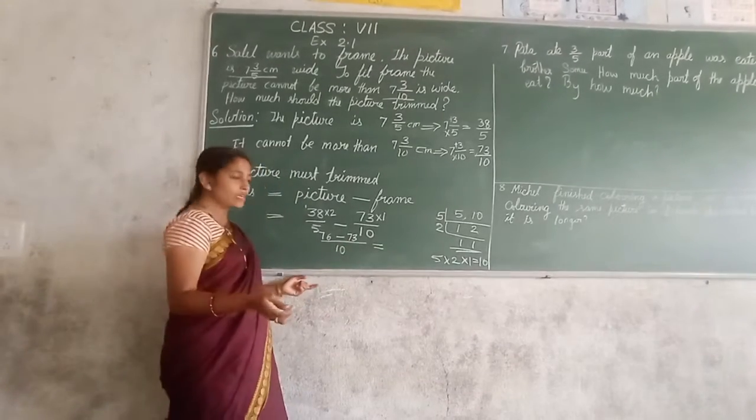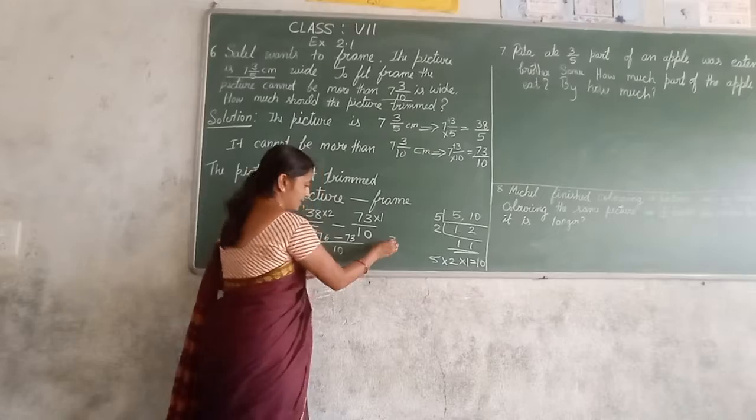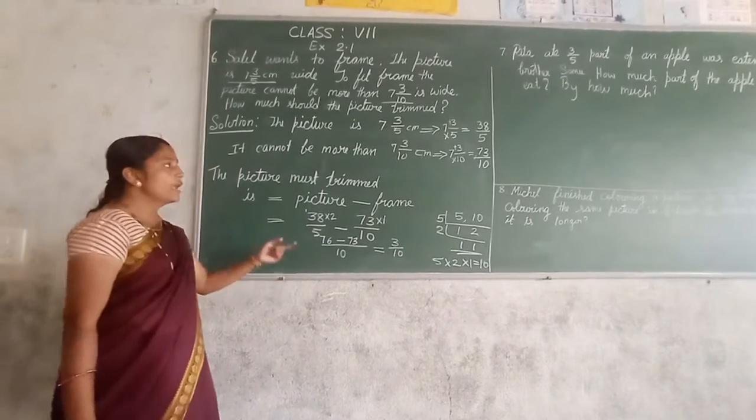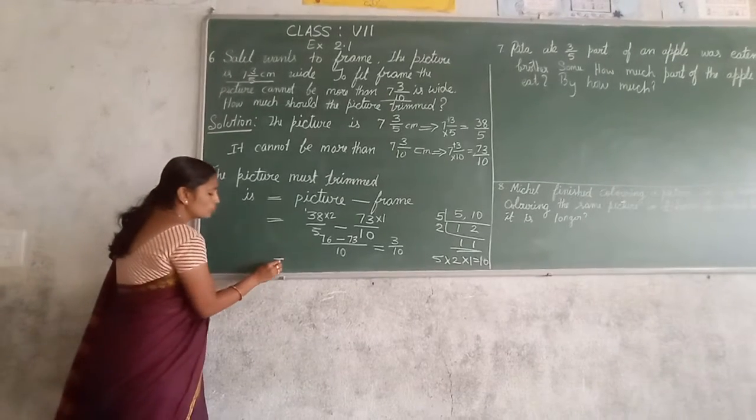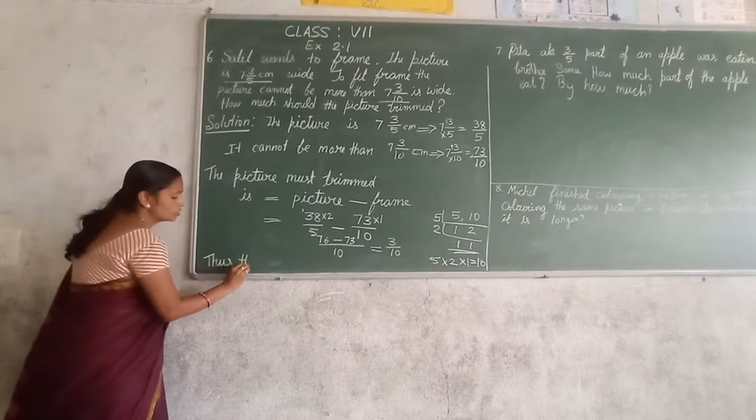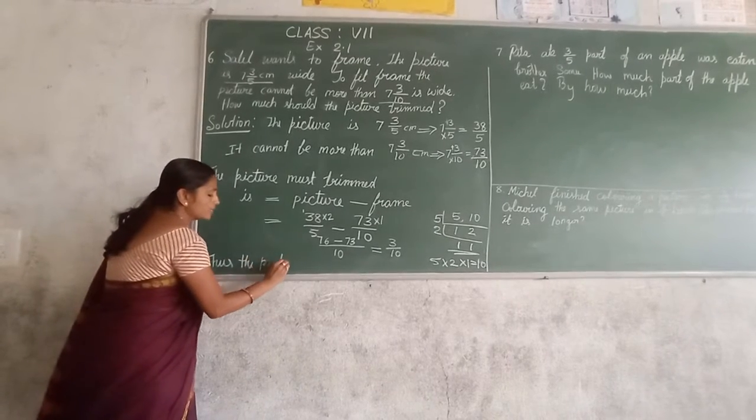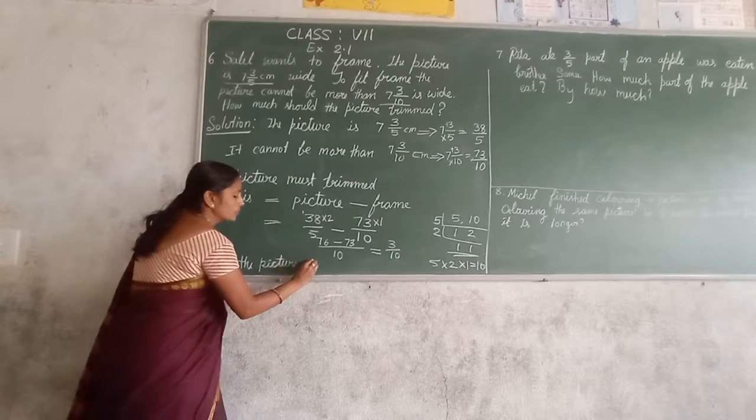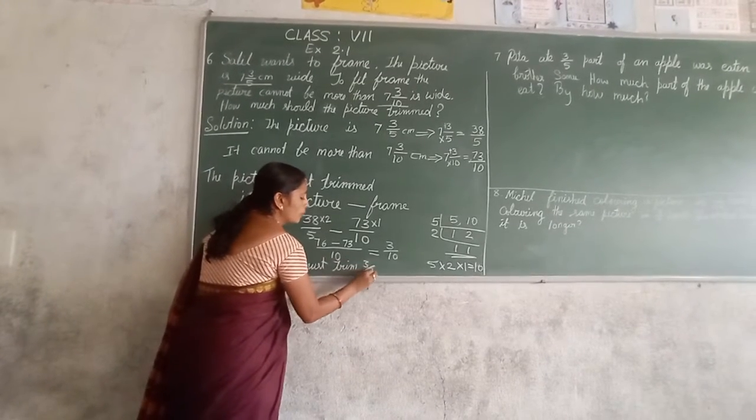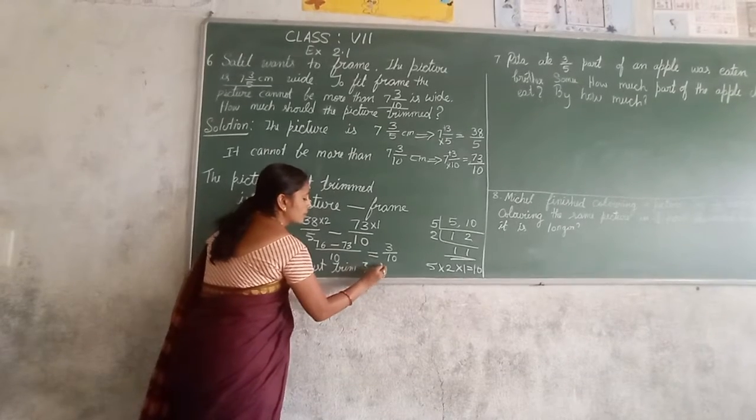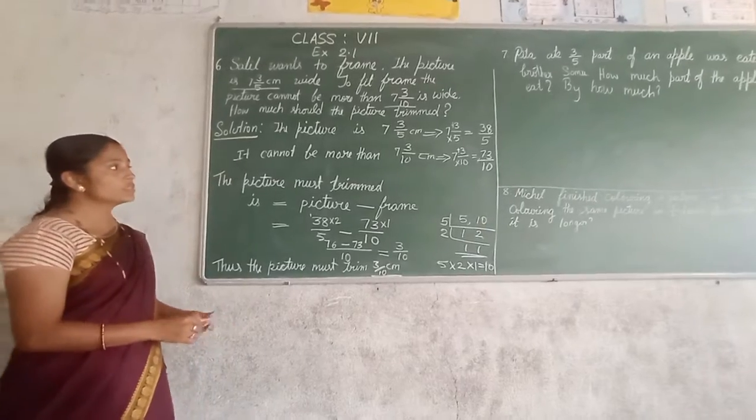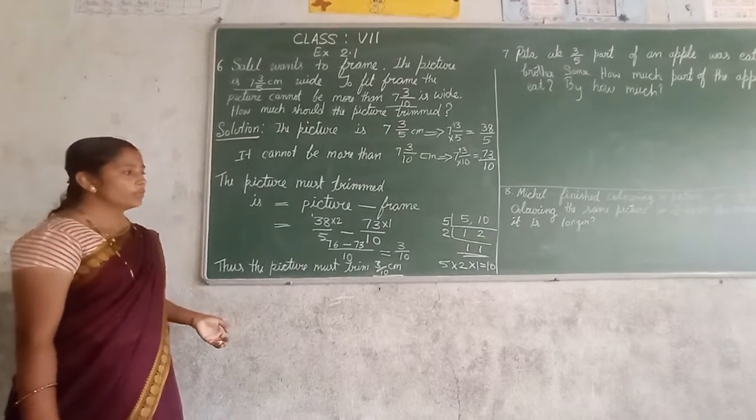Now 76 minus 73, the answer is 3 upon 10. This is the measurement the picture has to be trimmed, so you have to write that. Thus, the picture must be trimmed 3 upon 10 centimeter. Hope you understood how much they must trim the given picture.